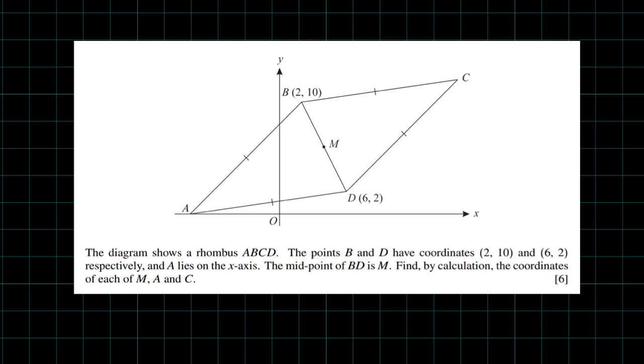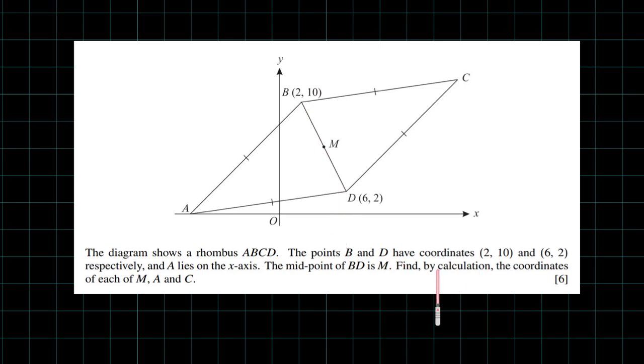The question says the diagram shows a rhombus ABCD. So that's A, that's B, that's C, and that's D. The points B and D have coordinates 2, 10 and 6, 2 respectively. A lies on the x-axis. The midpoint of BD is M.